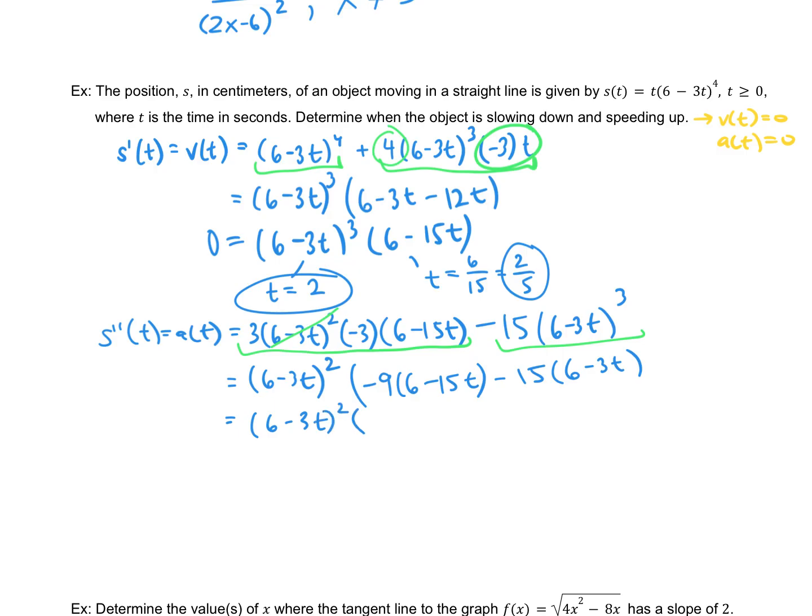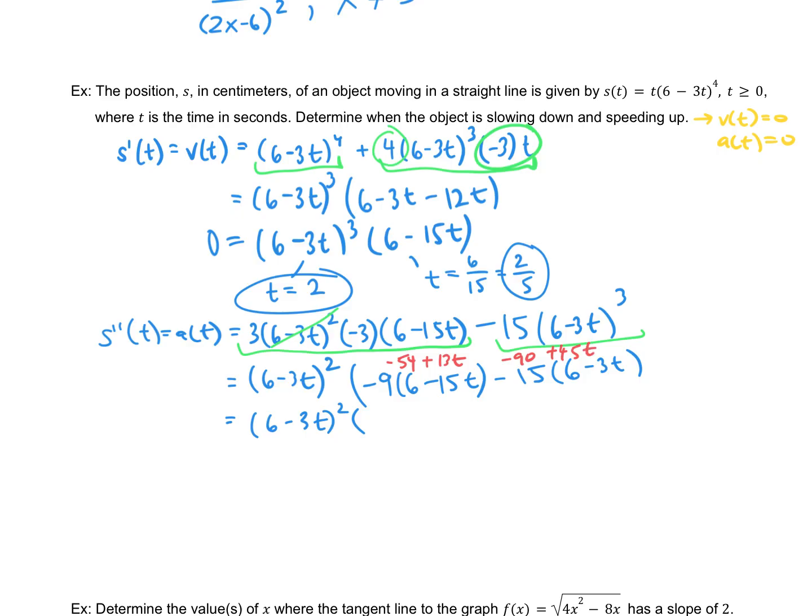Okay, just gonna do it on the side or right on top just to have a little bit more space underneath. Negative 9 times 6, negative 54, plus negative 9 times 15, 135t. Here, negative 15 times 6 is negative 90. Negative 15 times negative 3 is positive 45t. All right, collect those like terms.